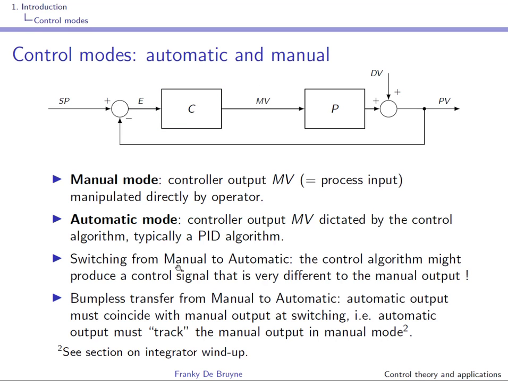When switching from manual mode to automatic mode, the control algorithm output might be different from that of the manual output. So you have to organize a bumpless transfer from manual to automatic, and this means that the automatic output must track the manual output in manual mode in order to prevent integrator wind-up and also in order to organize this bumpless transfer. We'll see this later in the section on integrator wind-up.